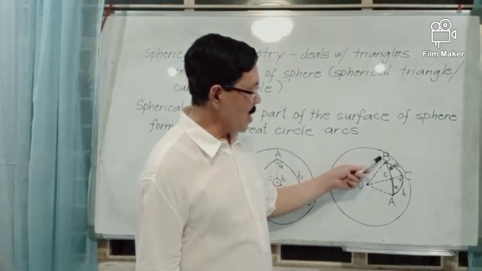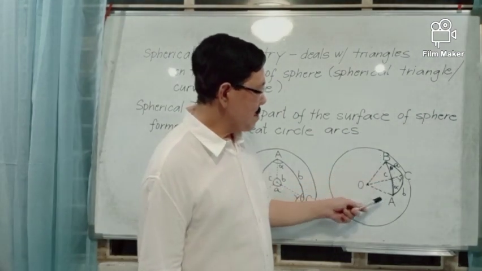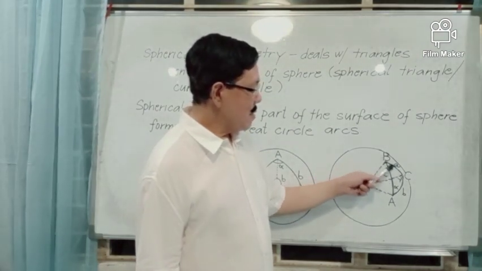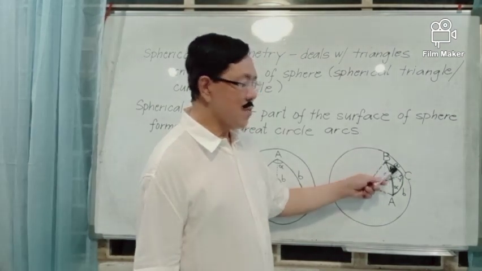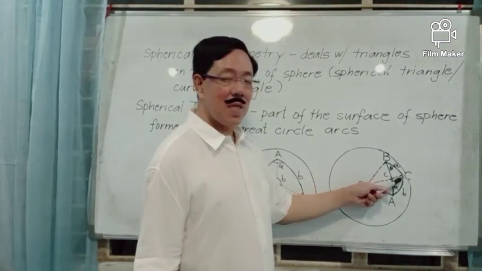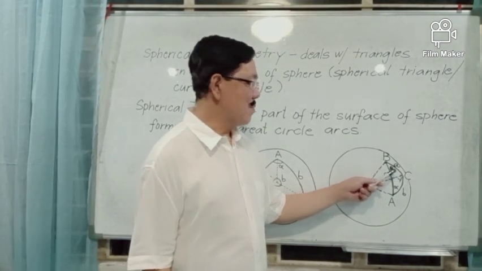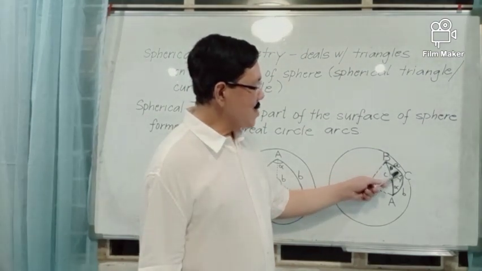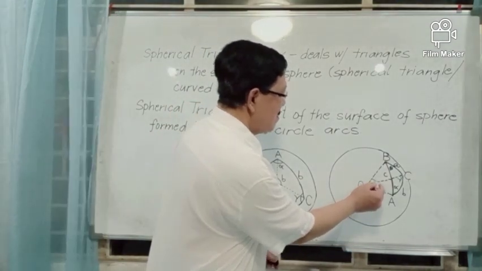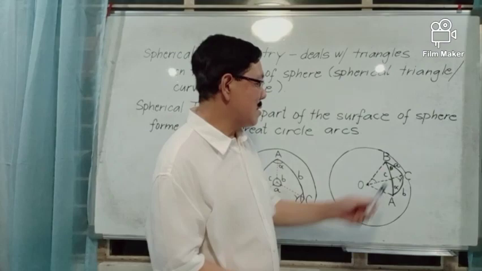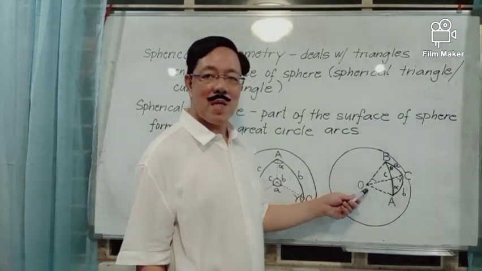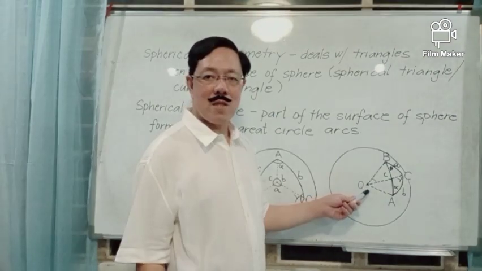Similarly, for the side opposite angle A, this small a, the measure of this side small a is equal to the length of this arc through the vertices B and C of the spherical triangle. And the length of this arc is given by this angle, the angle subtended by this arc small a at the center of the sphere. The center of the sphere is denoted by O.